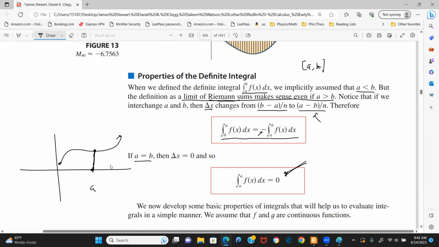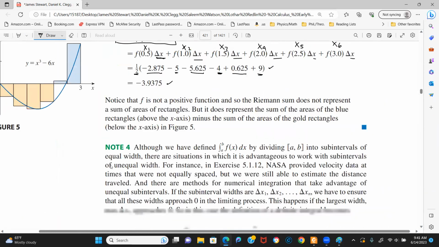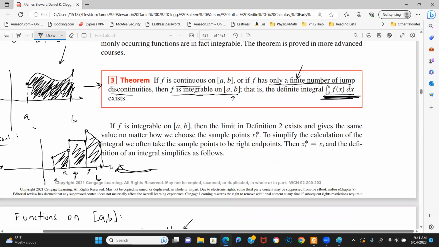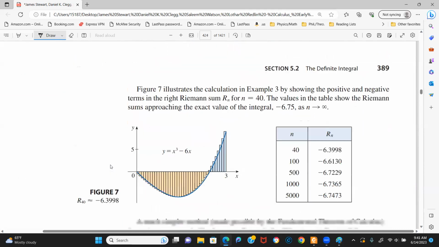And also, it's just due to the fact that when you compute delta x, it's going to be 0. So when you go back to this definition up here, or even theorem 4, right here, this delta x is going to be 0. So you have 0 times the height, 0. And so then you're adding up a bunch of zeros, which is 0. And then you're taking a limit of 0, which is 0. So that's why everything cancels out that way.